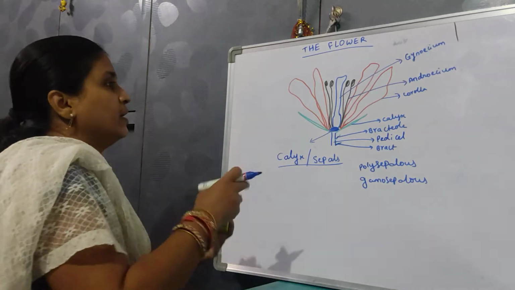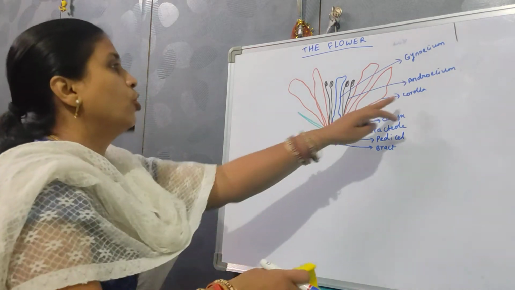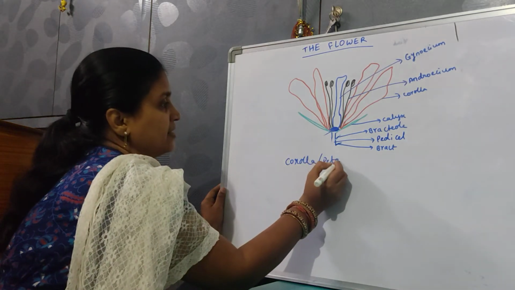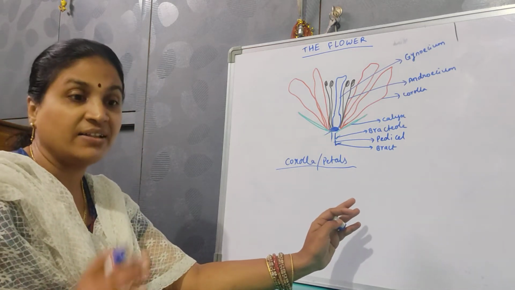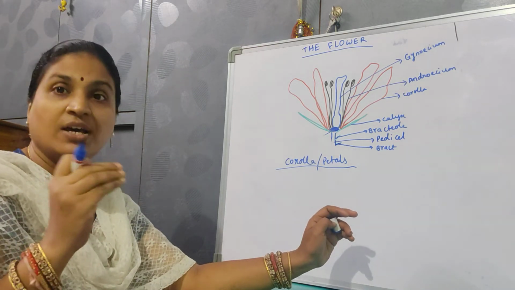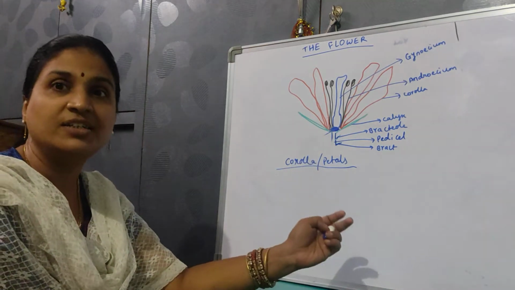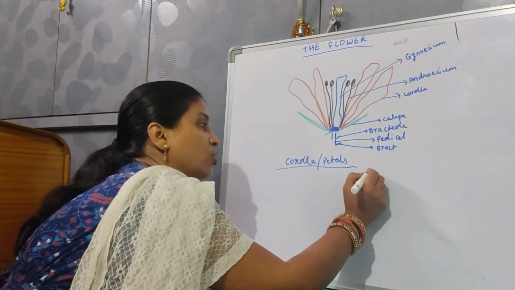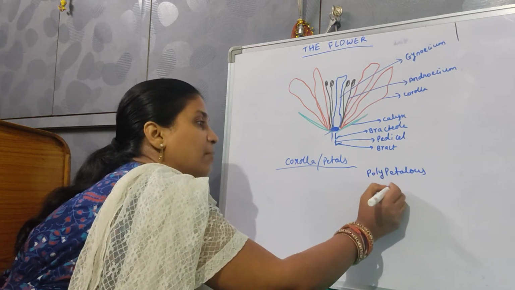Then coming on to the next whorl, the corolla. Generally we call them petals. The corolla is the colored portion, useful for insect pollination. They attract the insects, and the insects come, and the pollen grains will be attached to the wings and the legs, and they help in the pollination. So these are the attractive colored parts of the flower. When the petals are free, they are called polypetalous. When they are fused, they are called gamopetalous.